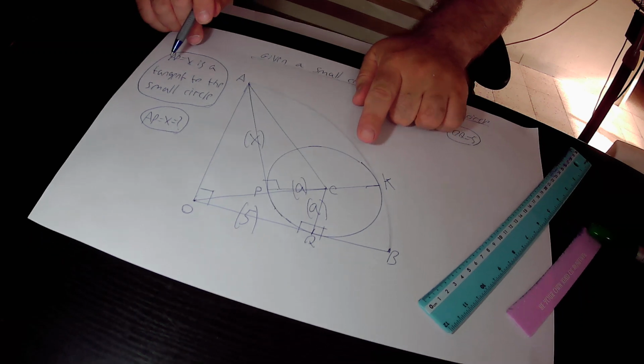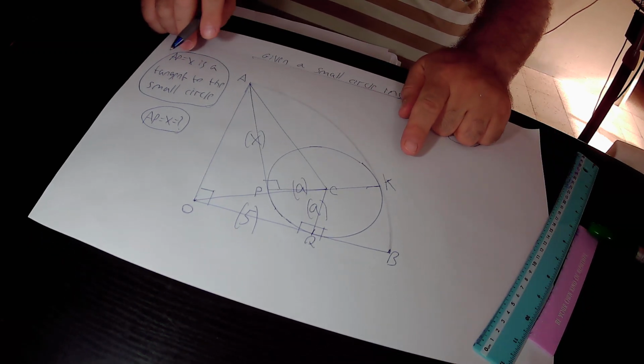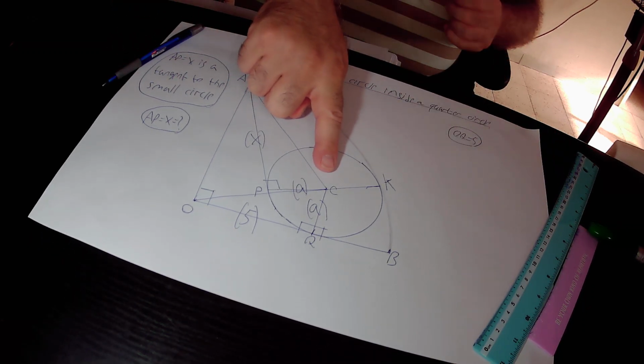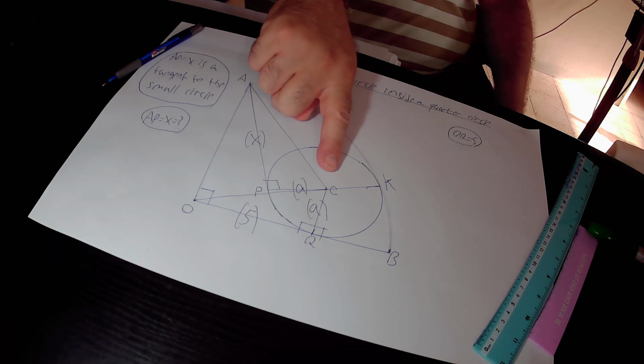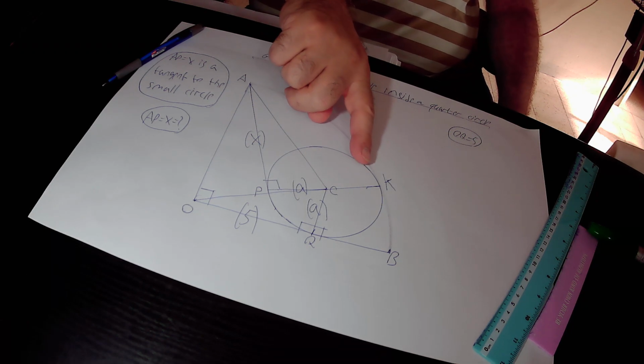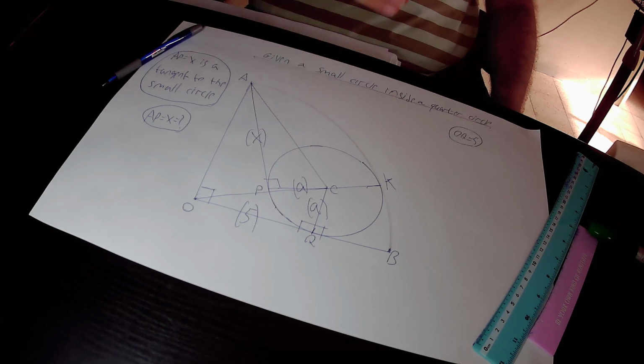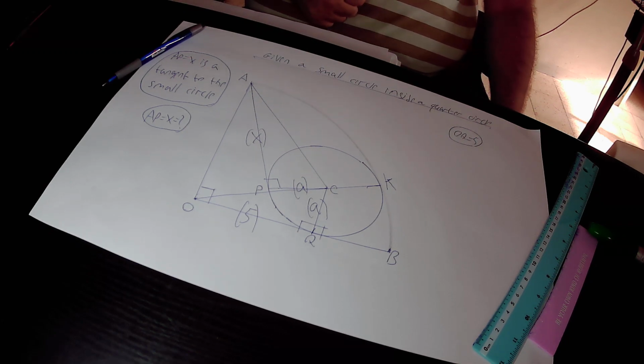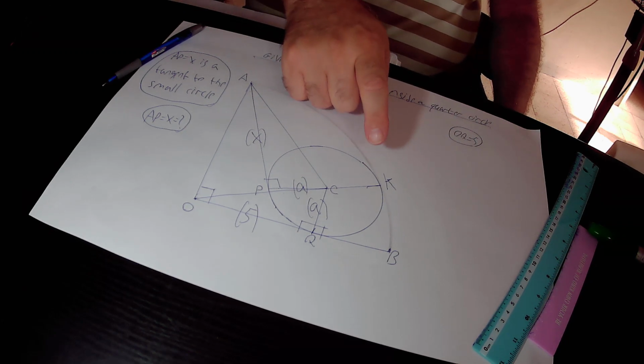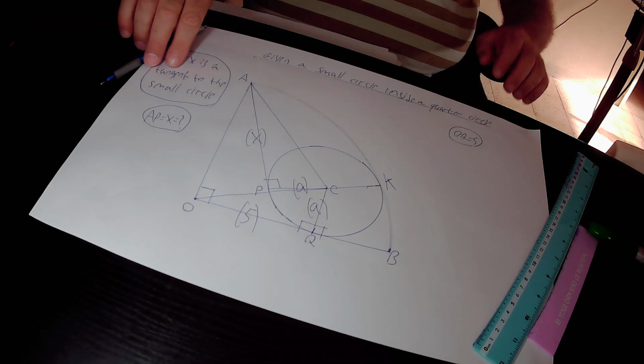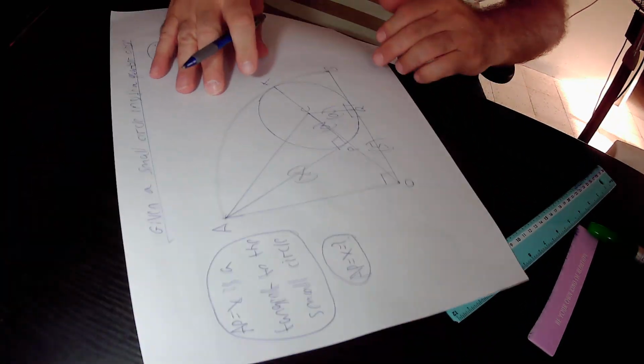But what is the definition of line segment CK? Line segment CK starts from point C, that is the center of this small circle, and then at point K, that is a point on the small circle itself. So this is exactly the definition of a radius. Therefore, CK is the radius of this small circle, that is equal to A. CK equals A.